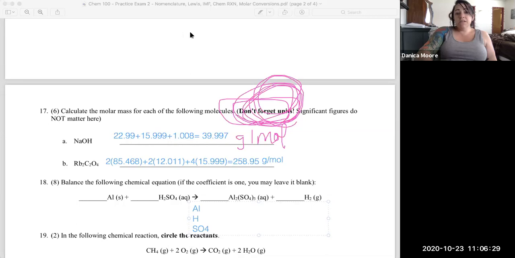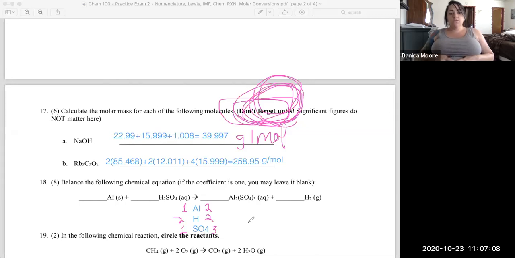Does that make sense, guys? Cool. So just starting off, pretending like there's ones in front of everything, we would have 1 aluminum, 2 hydrogens, and 1 sulfate. Over here we have 2 aluminums, 3 sulfates, and 2 hydrogens. Is everybody comfortable with that?